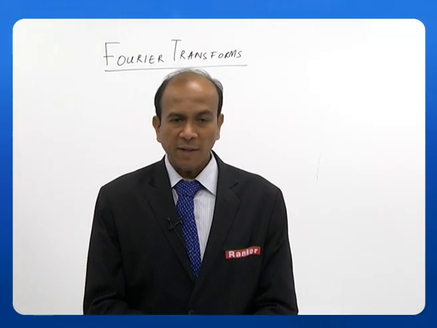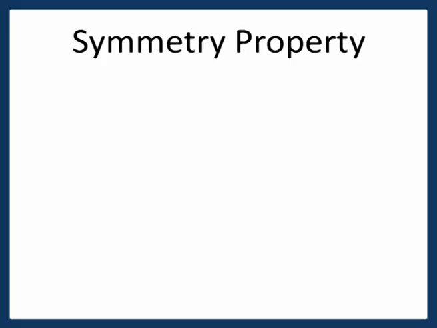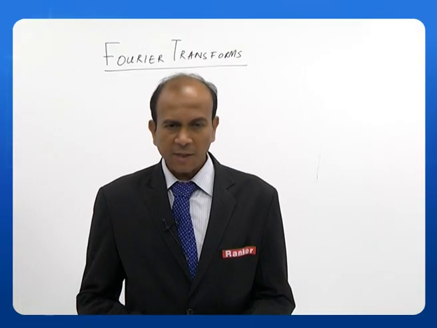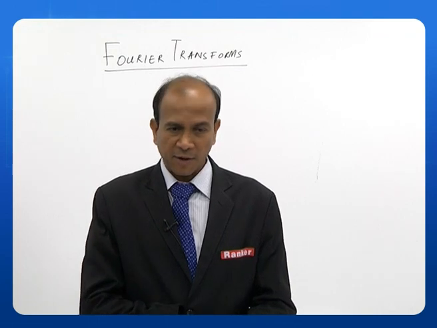Let us look at the next property called the symmetry property. That means the Fourier transform of f of jt is equal to 2 pi f of minus omega. This is called the symmetry property. Let us look at the Fourier transform for real functions.